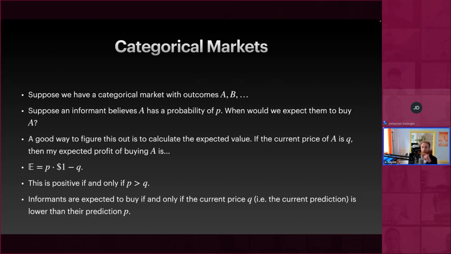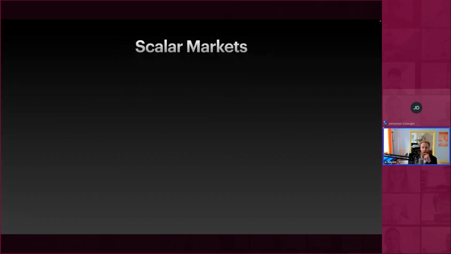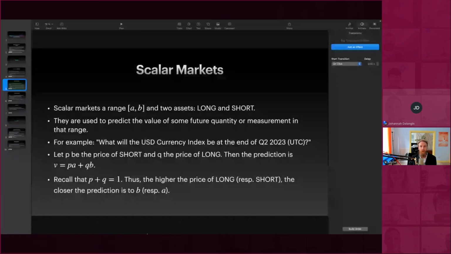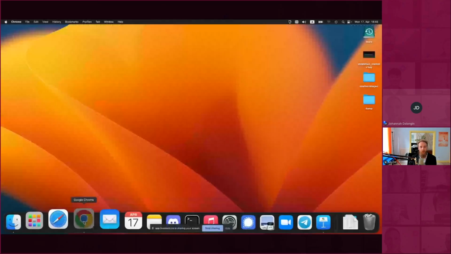So that's how the categorical markets work. Now, scalar markets are a bit more complex. I actually want to show you a scalar market first before we get into it. Let's take a look at a scalar market here.